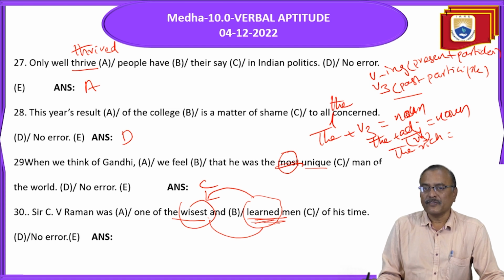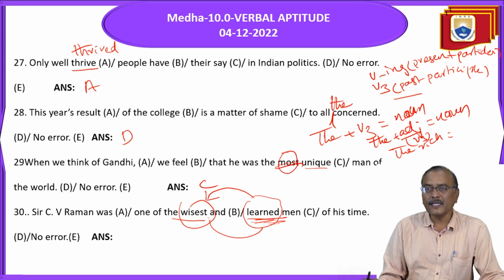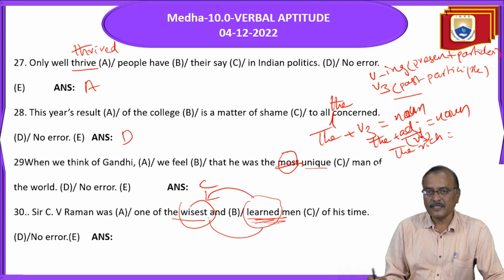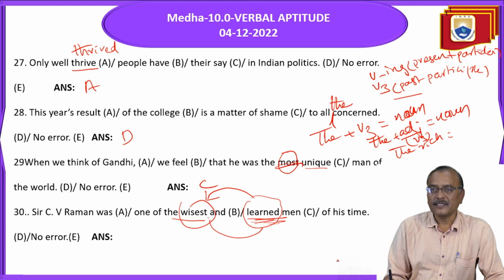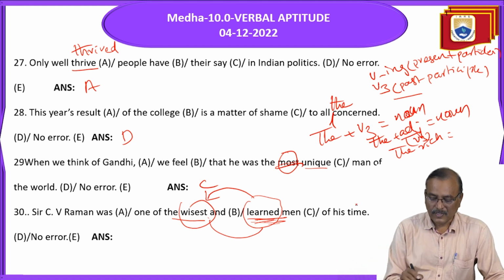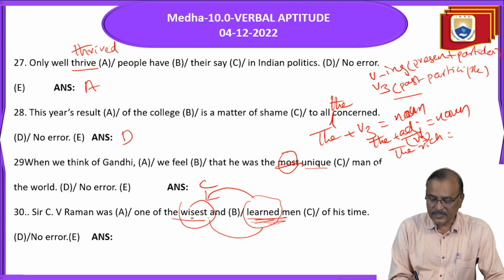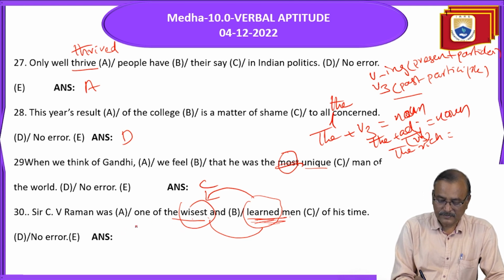So what is the answer? Sir C.V. Raman was one of the learned and wisest men of his time. Right? So the answer is B only. It should come here. It should come here.